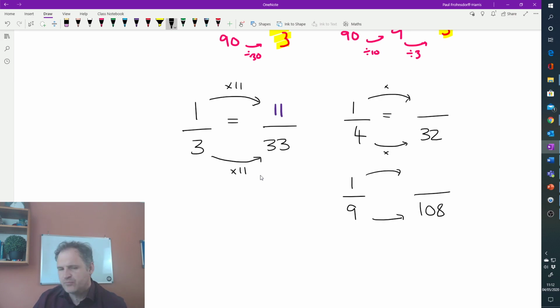Okay, so hopefully we can see here with the arrows 4 to 32, that should have been times 8, therefore we got 8/32. That's why we did it, because whatever we do to the bottom we do to the top. Similarly here, 9s into 108.